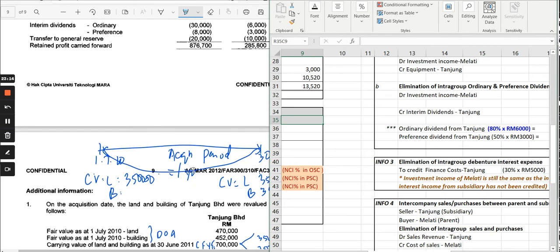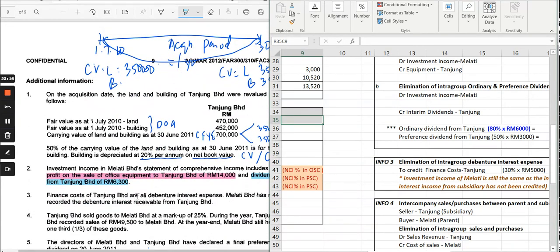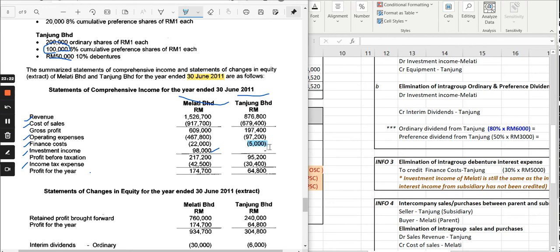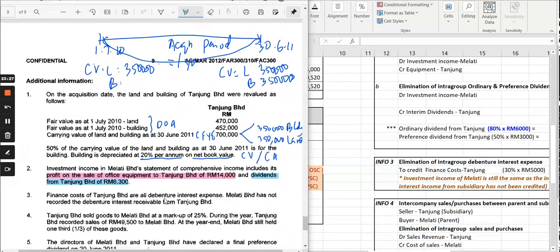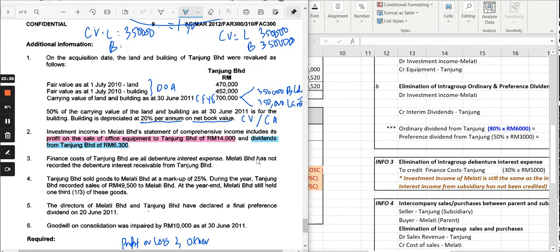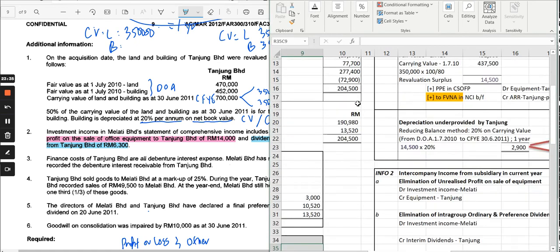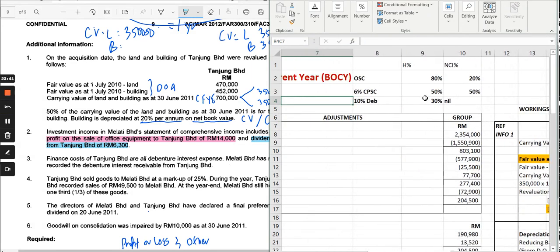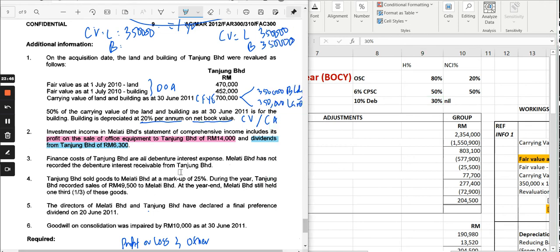And that one is under the case of Tanjung. I'm not referring to 22, it is the case here, 5,000. All these are debenture interest expense, right? And you are informed here that Melati has not recorded the debenture interest receivable from Tanjung. Recall earlier that when you acquire the debenture, the percentage that you acquire is 30%. So 30% from this 5,000 has not been credited by Melati, the parent. So that has not been recorded.